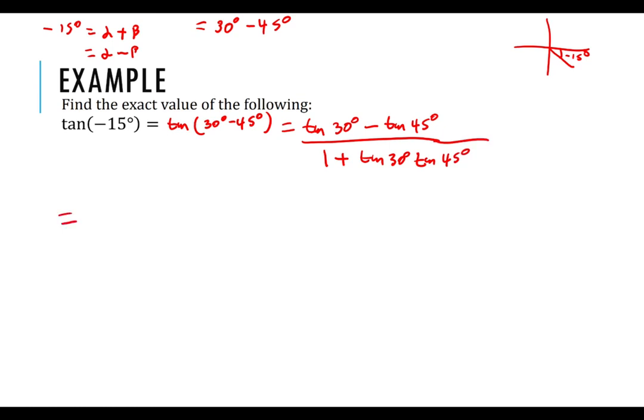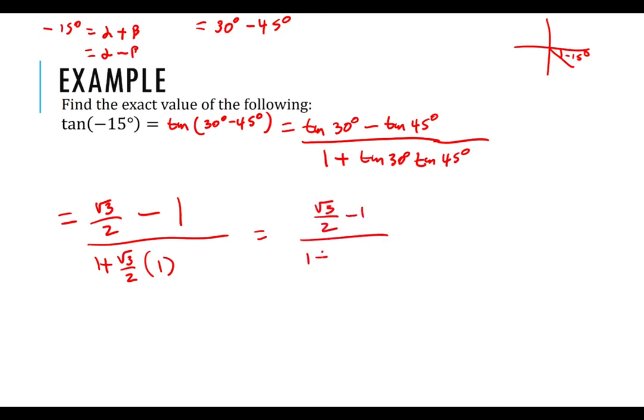And so then, tangent of 30 degrees is root 3 over 2 minus tangent of 45 degrees, well that's root 2 over 2 divided by root 2 over 2, or 1, divided by 1 plus tangent of 30 degrees, that again is going to be root 3 over 2, times tangent of 45 degrees, which is again 1. And so here we get root 3 over 2 minus 1 divided by 1 plus root 3 over 2 times 1, which is just root 3 over 2.